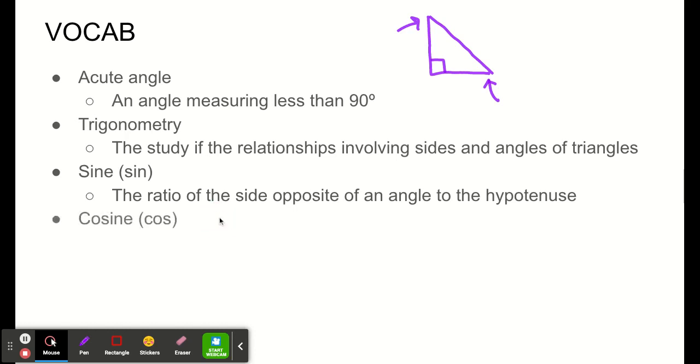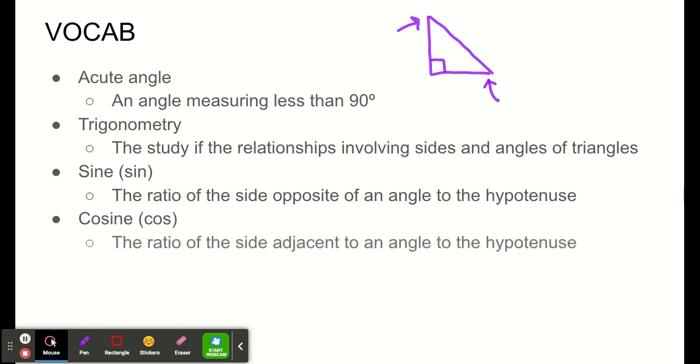The second of our three trigonometric ratios is called the cosine ratio. Again, if you look at your calculator, you're going to see a COS button. We use that for short. COS represents the cosine ratio, and this is the ratio of the side adjacent to an angle to the hypotenuse.